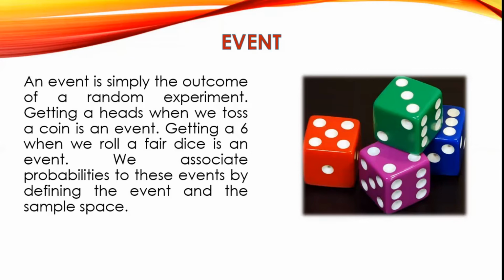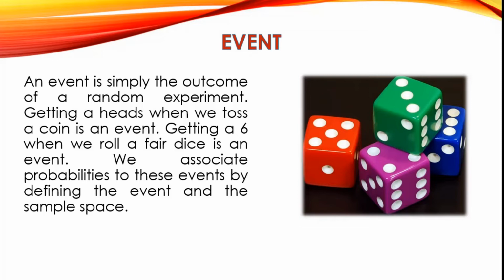So getting a head when you toss a coin is an event. Getting a tail when you toss a coin is an event. Not only head, tail also. So getting that is called an event. Something like a random experiment, you're doing some experiment, that one is called that.